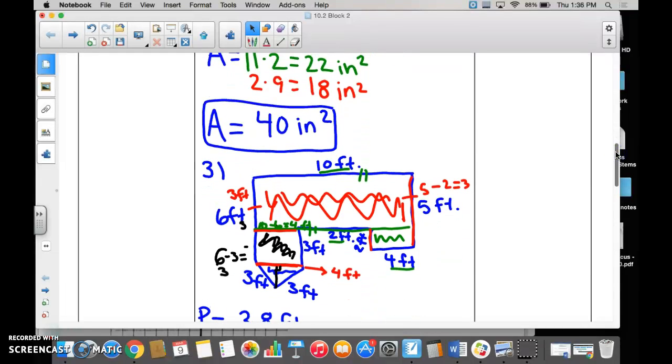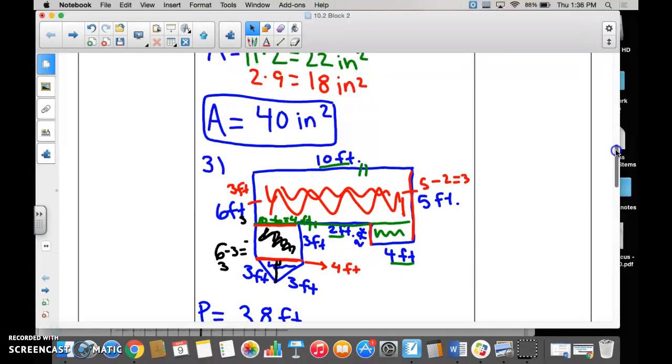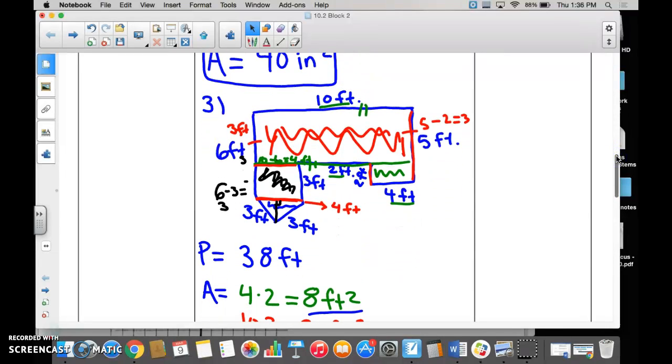What's the first thing you're going to do when you see a problem like this? Split it into shapes. Yep, you're going to split it into shapes. And then the second thing you're going to do is what? You are going to find the lengths of the sides. Yep. And then after you know all the lengths of the sides, you're going to do what? You're going to add them all up for perimeter. Yep. And then when you're trying to find area, we're going to do what?